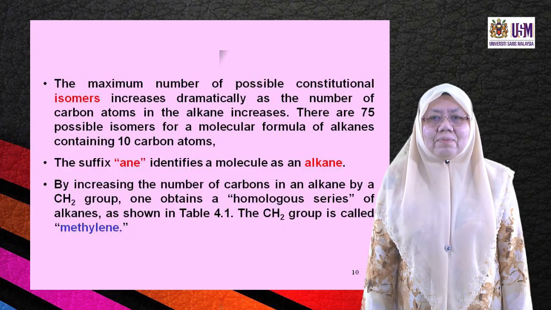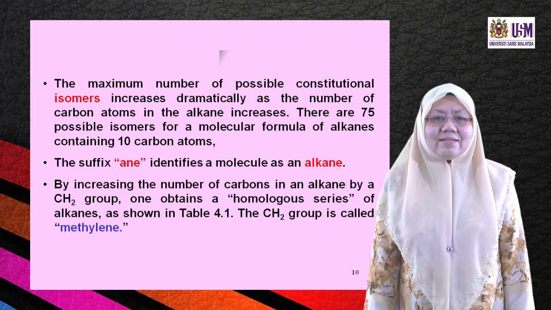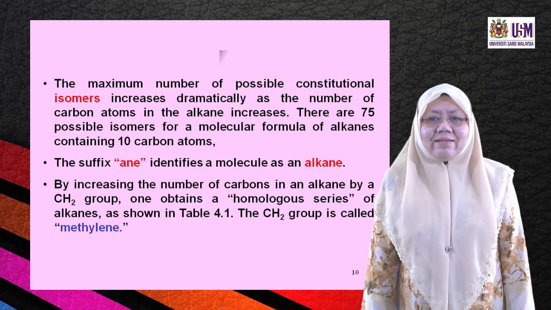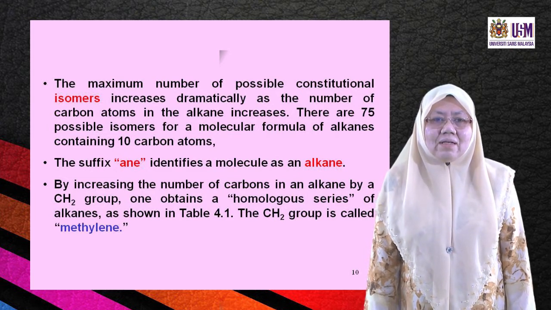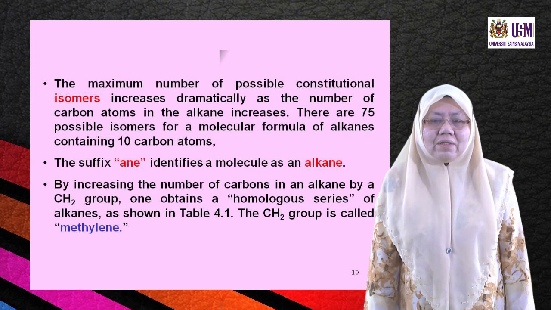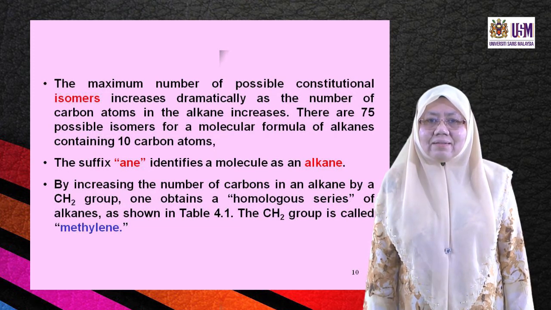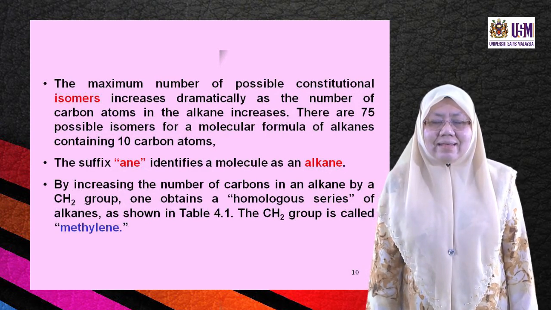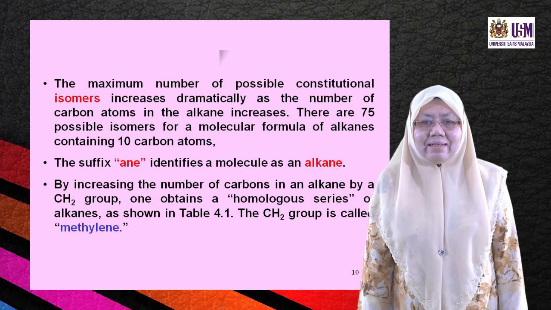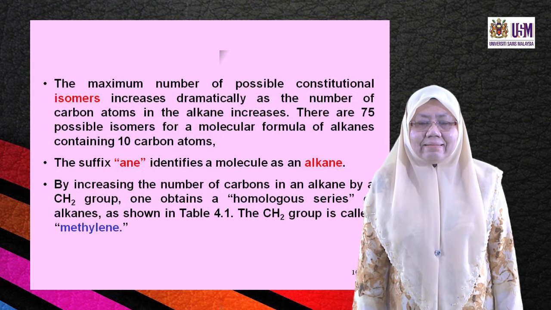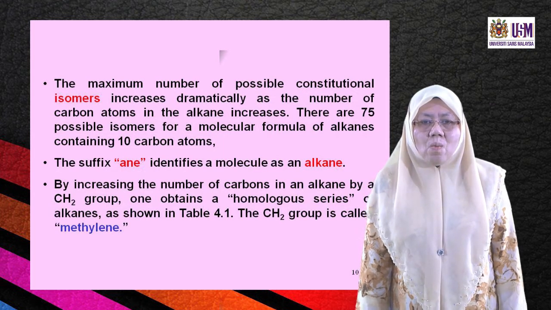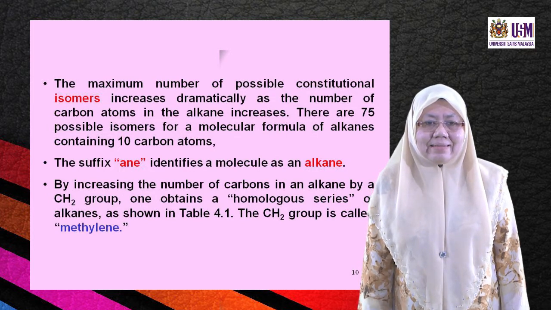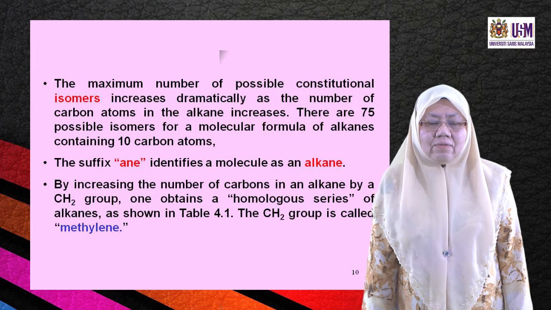The maximum number of possible constitutional isomers increases dramatically as the number of carbon atoms in the alkane increases. There are 75 possible isomers for a molecular formula of alkanes containing 10 carbon atoms. The suffix -ane identifies a molecule as an alkane. By increasing the number of carbon atoms in an alkane by a CH2 group, one obtains a homologous series of alkanes, as shown in Table 4.1.